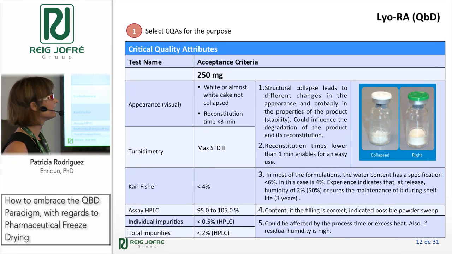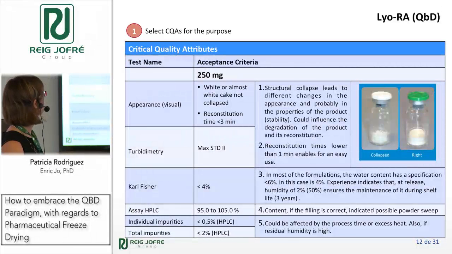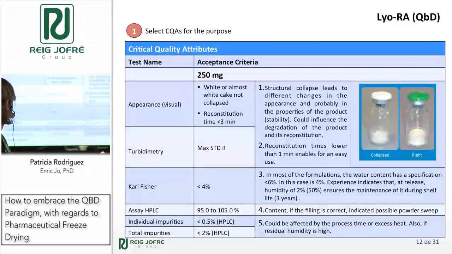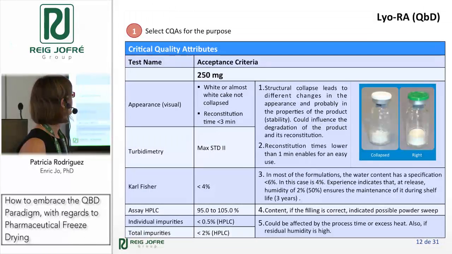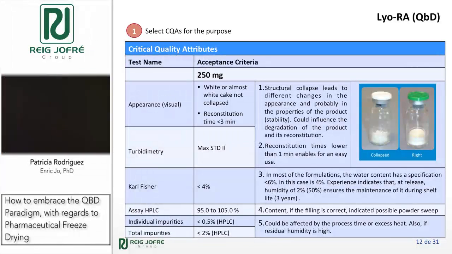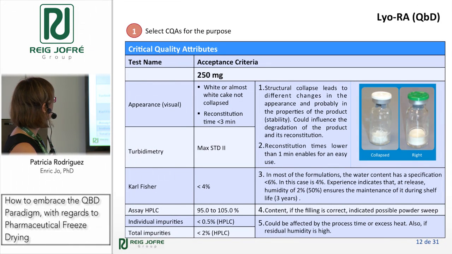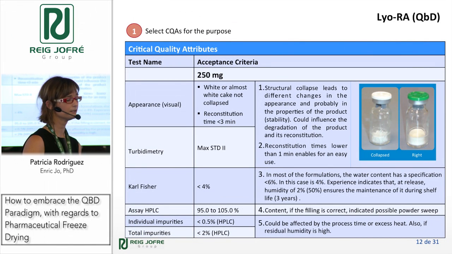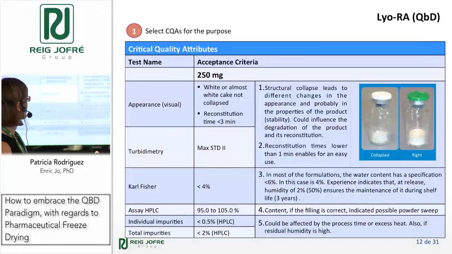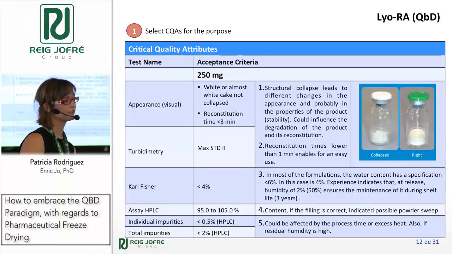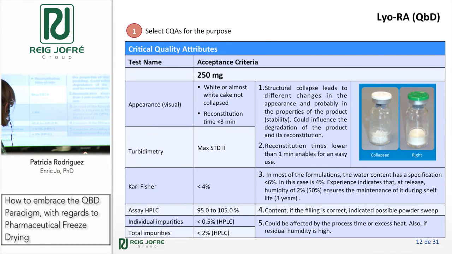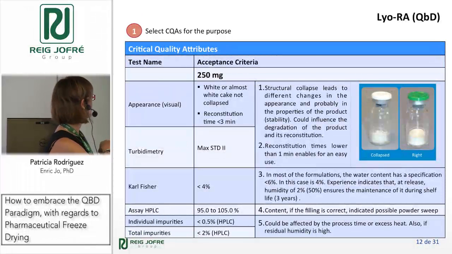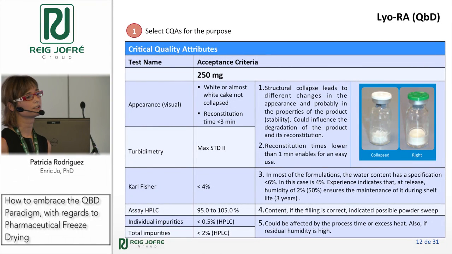These are the specifications for the product, where we find the appearance: white or almost white, not collapsed product. We have a photo of the collapsed one and the right one. Reconstitution time less than 3 minutes. Reconstitution time is lower than 1 minute to ensure easy use. In the case of humidity, we have a specification in the product of 4%. Most of these kinds of formulations have 6%. But our experience indicates that a humidity at release around 50-60% of the specification ensures its maintenance during shelf life. Then we have the specification for assay, 95-105%. And last, the impurities, which could also be affected if the water content is too high.